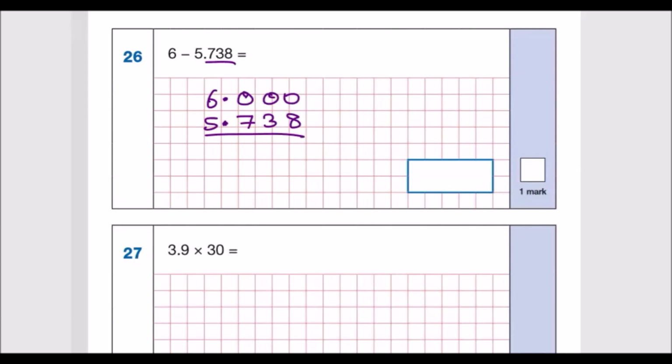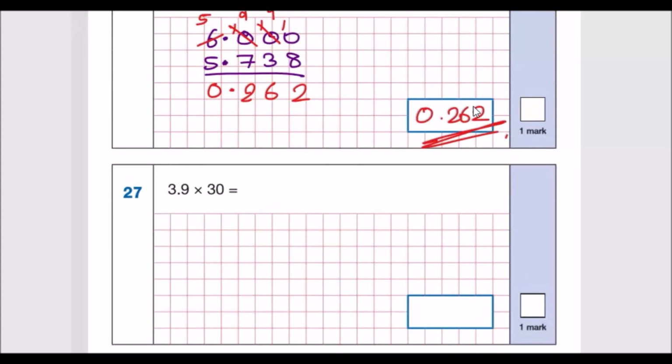So we need to borrow from the first non-zero number. So here we got 6. Let me just change the pen color. Borrowing from the 6, that becomes a 5, and this becomes a 10. Cross this out, becomes a 9. This becomes a 10, and rinse and repeat until you get 10 on the last one, and the others are 9. Now we just subtract. So 10 take away 8 is 2. 9 take away 3 is 6. 9 take away 7 is 2. And the last one is 0. So it'd be 0.262.